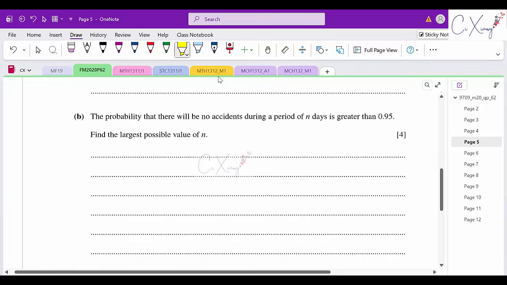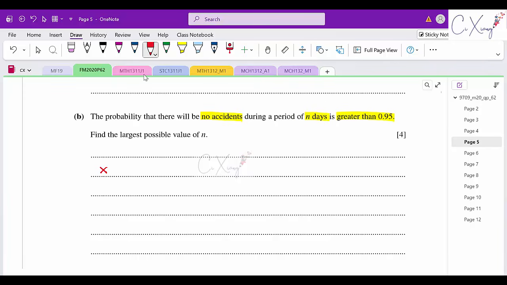So now they tell us that the probability that there will be no accident during a period of n days is greater than 0.95. So find the largest possible value of n. Okay, so for the calculation of the probability here, they are referring to n days now. So let us set up the lambda first. So x is still Poisson distributed. For 1 day, the lambda is 0.4 divided by 50. And now I'm having n days, so I have to multiply it with n. Like just now you multiplied 365, right, for 1 year. So now I'm having n days, so I multiply with the n. And if I simplify, I will be getting 0.008 n.